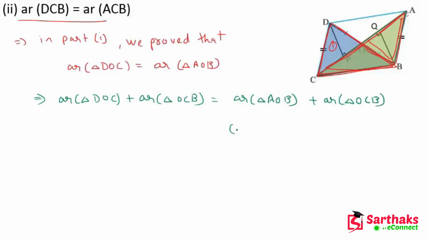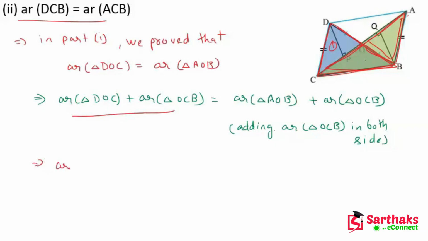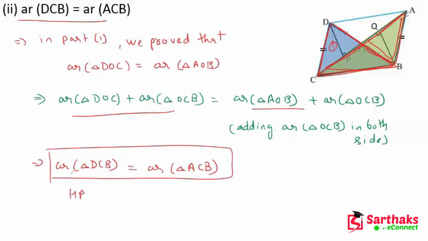So we are adding area of triangle OCB on both sides. So this part will become area of triangle DCB, and this part will become area of triangle ACB. I hope, my dear friends, you understand these things. So we can say hence proved. Yes, so now let's move on.